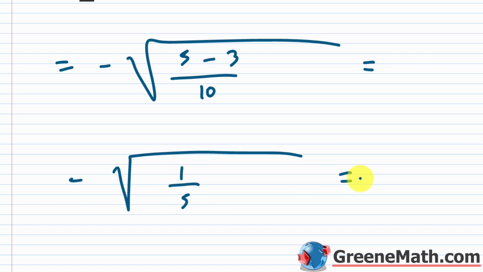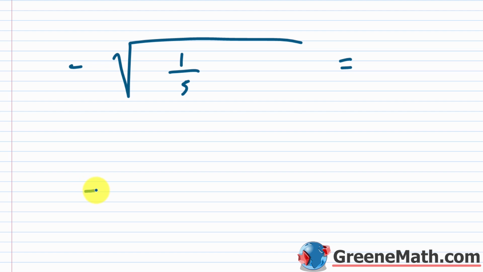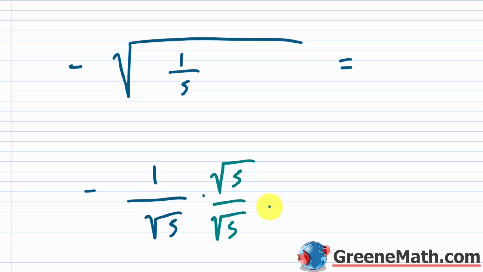And what I'll do is I'll just split this up now and say this is the negative of the square root of 1 over the square root of 5. So the square root of 1 is 1. And really all we need to do is rationalize the denominator. So say this is times the square root of 5 over the square root of 5. So your final answer for the cosine of theta over 2 would be the negative of the square root of 5 over 5.